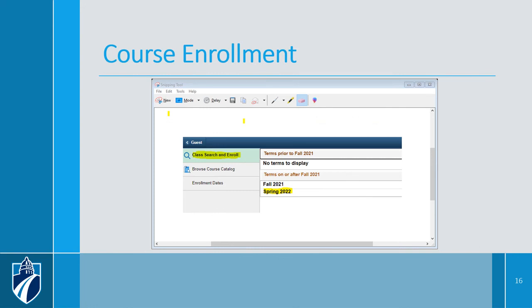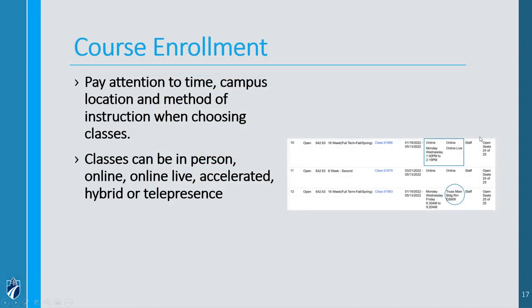When you're under the course enrollment page, you will click Search and Enroll and select Spring 2022 for the term. When you are picking classes, be sure to consider the days and times, campus location, method of instruction for each class. Classes can be in person, online, online live, accelerated, hybrid, or telepresence.